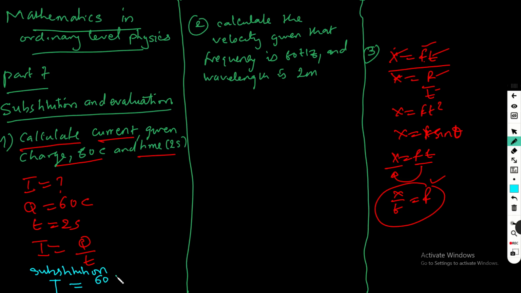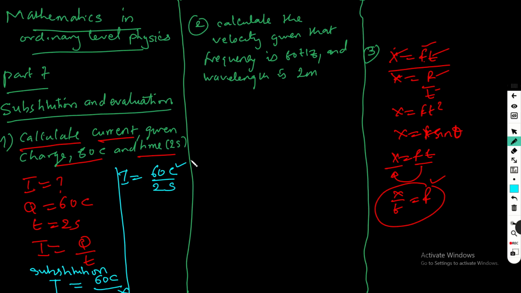Now, 60 what? Coulombs. And what was the value of T given? 2 seconds. Let me put it up here. You have I equals 60 coulombs on 2 seconds. Now, this is a good point. You have substituted very well.